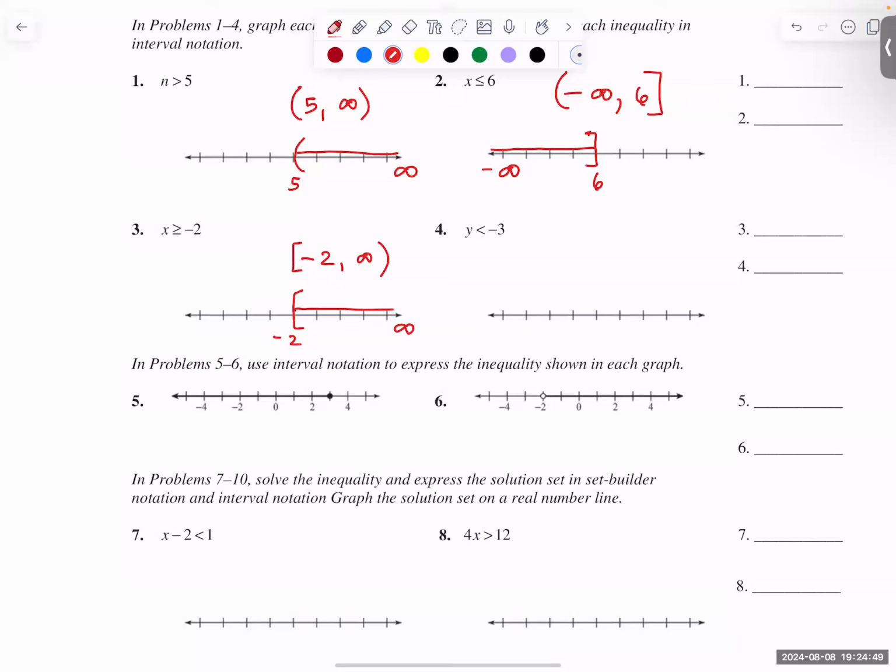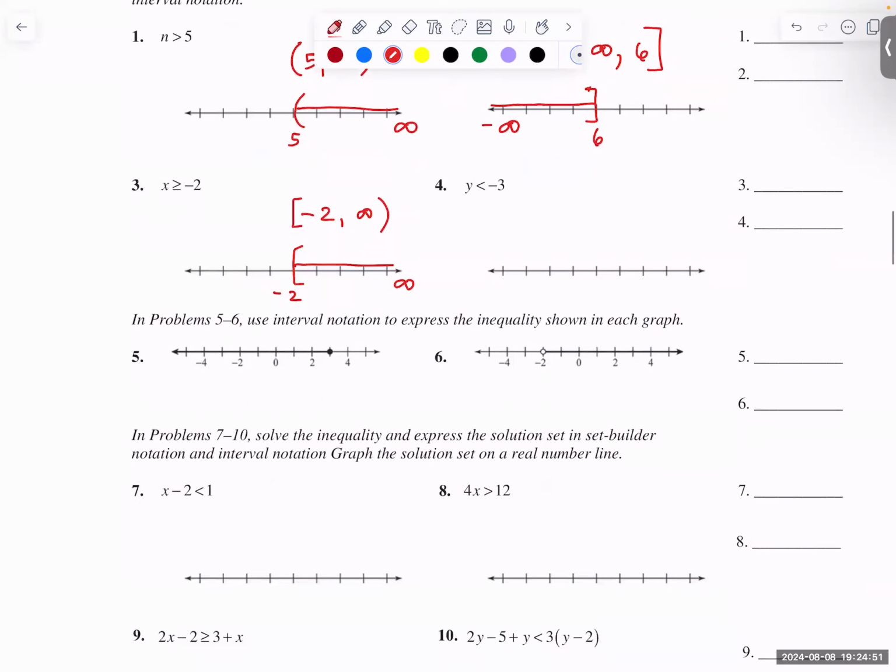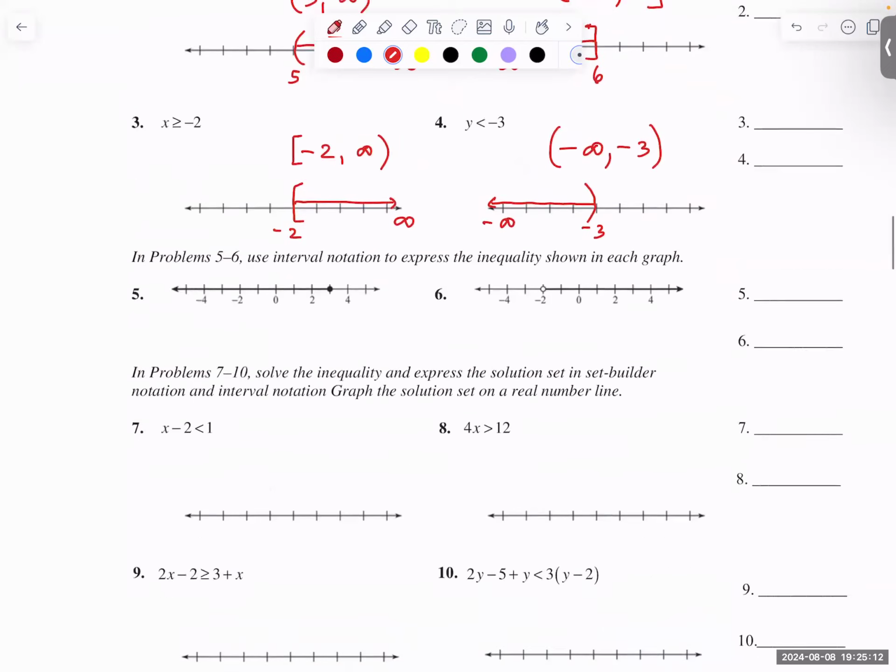Number 4 is a strict inequality. Y is strictly less than -3. So right parenthesis, right paren, shading to the left, limit -infinity. Interval notation is left paren -infinity, comma, -3, parenthesis.